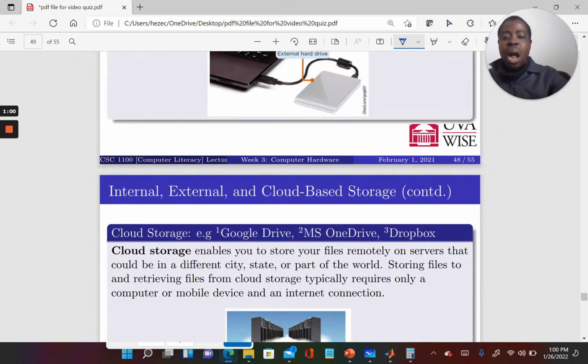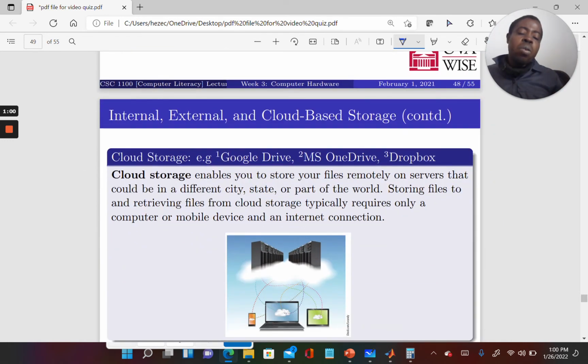Then you have cloud storage. If you don't want to store anything on your PC, you want to preserve the space, you can put everything in the cloud. The cloud doesn't mean you are storing them in the atmosphere. No, it's actually a physical machine that is somewhere far away from you, like your Google Drive, MS OneDrive, Dropbox, all this.